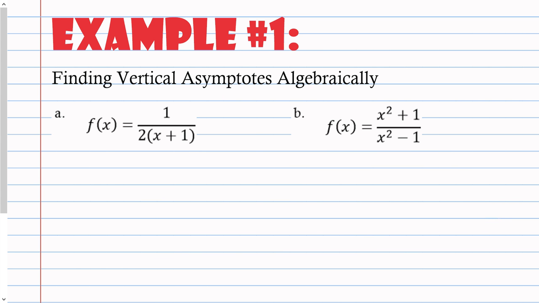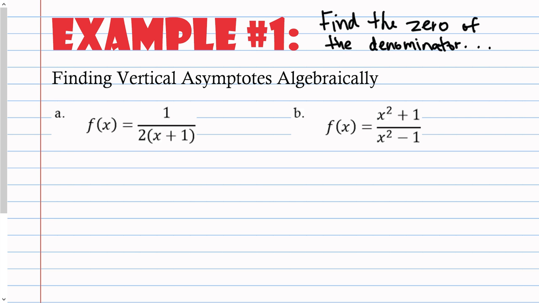So for example 1, we're finding vertical asymptotes algebraically. And hopefully you remember how to do this. If not, it's actually really easy. All you have to do is take the denominator and solve for its 0. So find the 0 of the denominator.